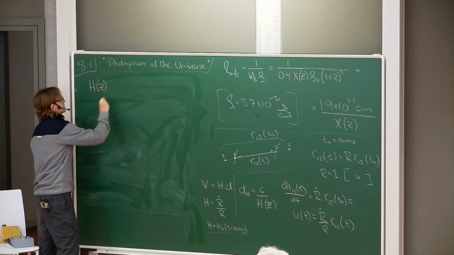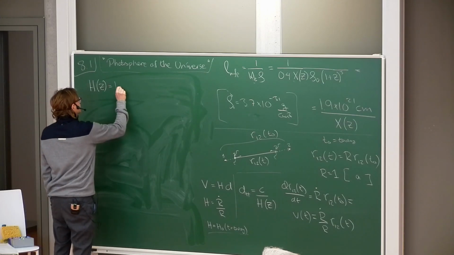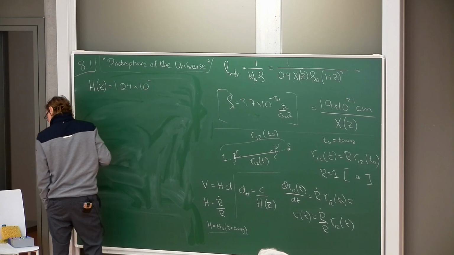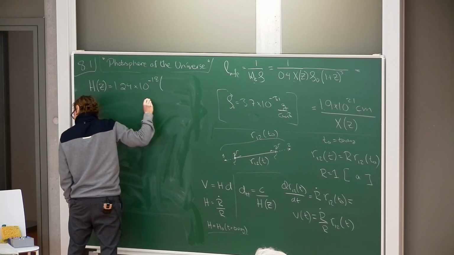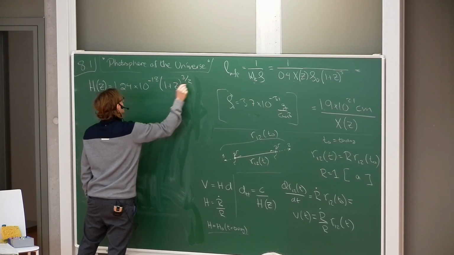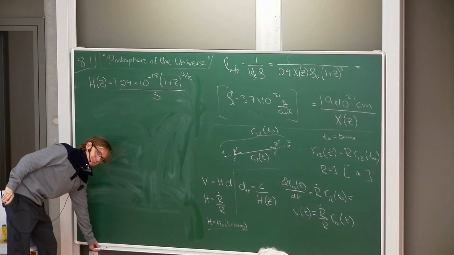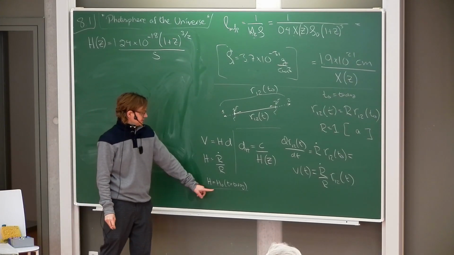But for a certain cosmological model, we have this expression that is 1.2 times 10 to the minus 18, (1 plus z) to the 3/2, per second. So I put it now in per seconds instead of the usual very nice units of H0.